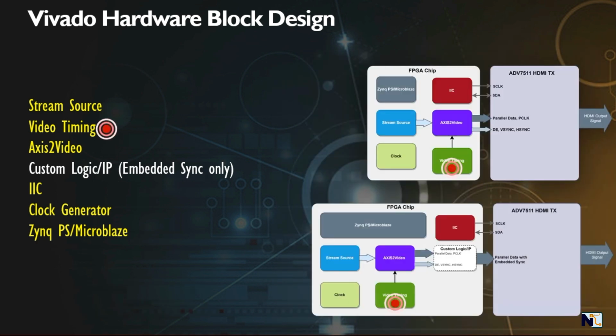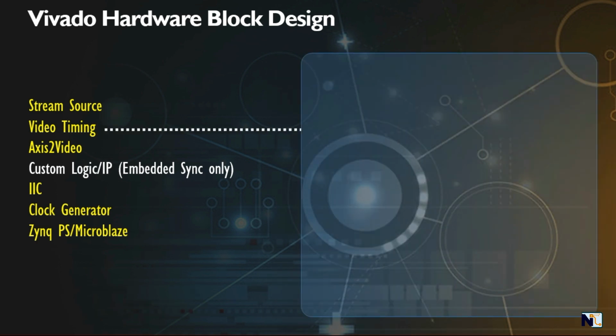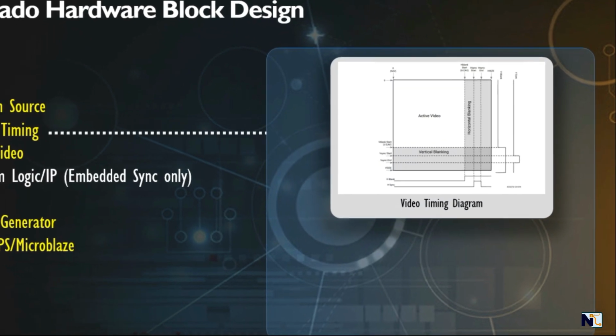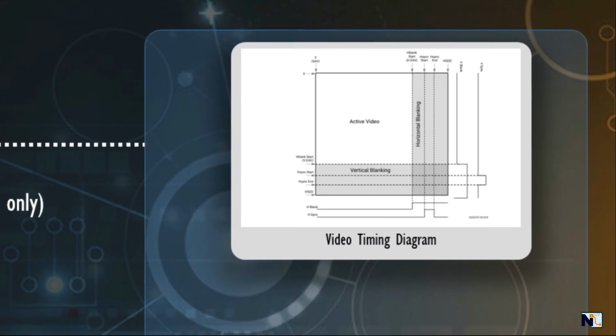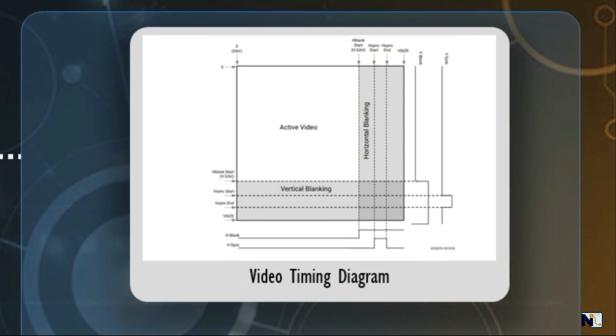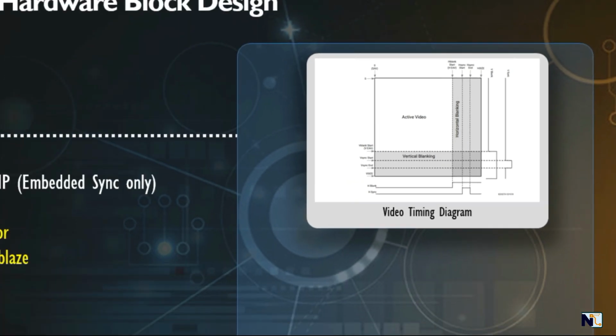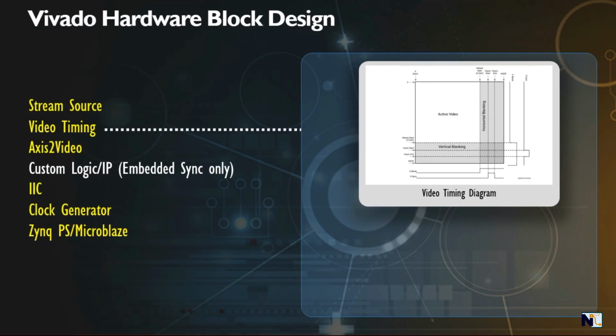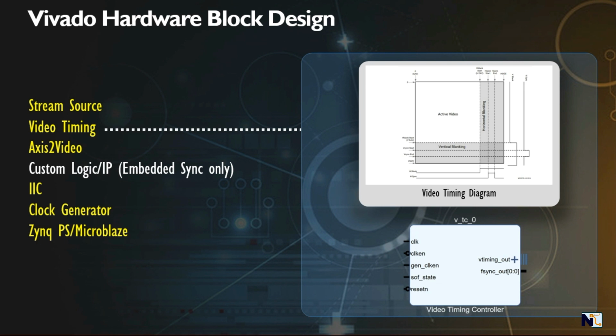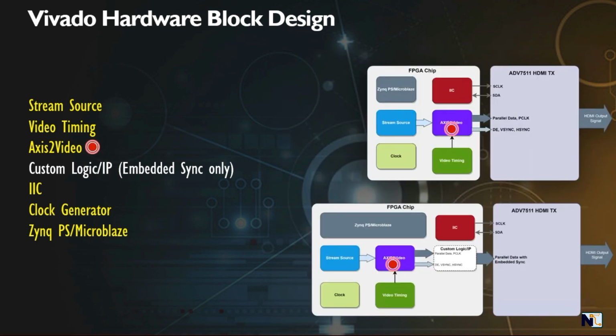Video timing. It includes the generation of video-related information parameters such as synchronization pulses, polarity, blanking period, active video signals, etc. This is shown in this picture. It is required to synchronize the processes and control the video data. The Xilinx video timing controller, that is the VTC IP, can be used to generate video timing signals.